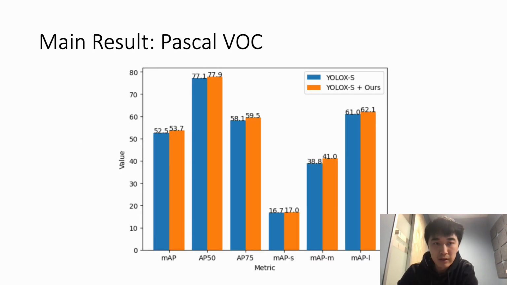And we also test our model on the YOLOX small detector on the full PASCAL VOC dataset, and we have significant improvements on all six metrics. And for mAP, we increase the mAP from 52.5 to 53.7. That's a 1.2 mAP increase on the VOC dataset.